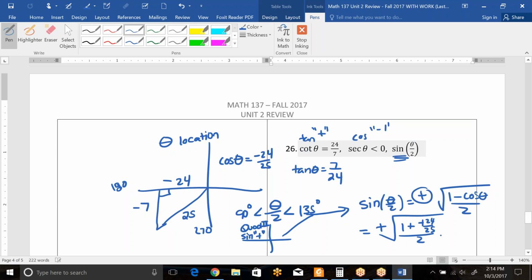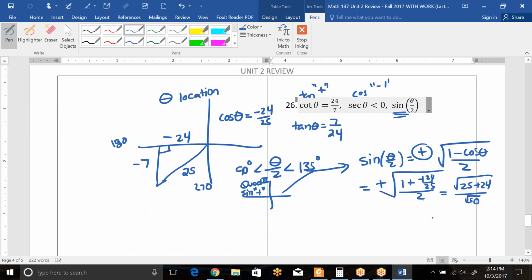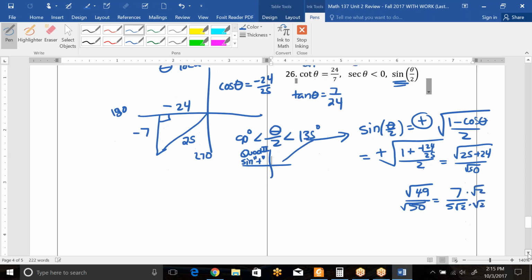That's going to be plus plus. If we multiply everything by 25, that would be 25 plus 24 on top over 50 on the bottom. And 25 plus 24 is 49. So that is going to be a nice square root on top. So that's 7 over the square root of 50, which also has a perfect square that goes into it, 25. So that'd be 5 times the square root of 2. And then I would multiply by square root of 2 on top and bottom to rationalize.